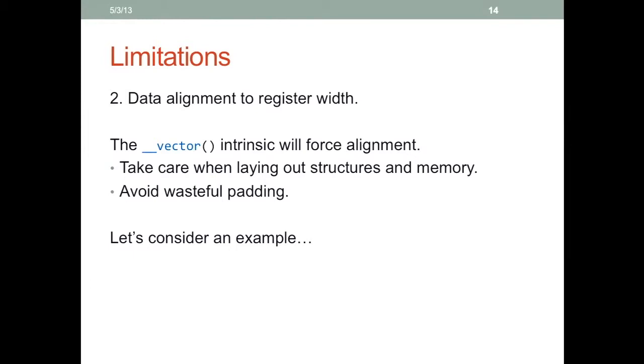Second important point is SIMD vectors are always aligned. Some architectures say that they can handle dealing with unaligned vectors, but it's usually a lie. It's microcoded and it's slow anyway, so you should probably avoid it. The __vector intrinsic will enforce the alignment of the vectors, so all SIMD values that you handle will be aligned to the size of their type. And you need to take special care when laying out structures in memory. Otherwise, you'll find wasteful padding all over the shop.